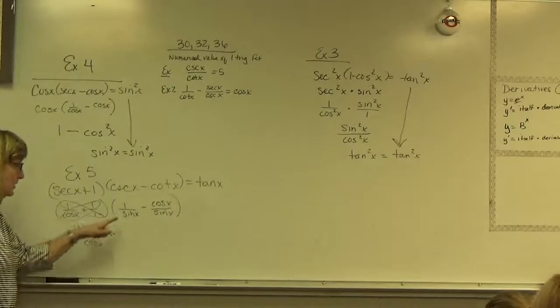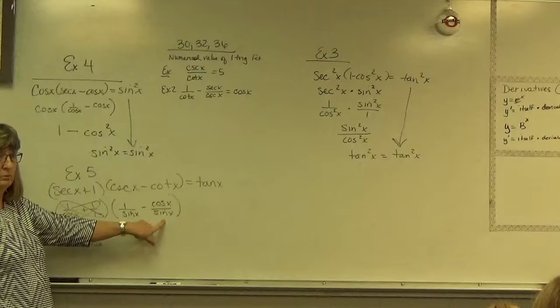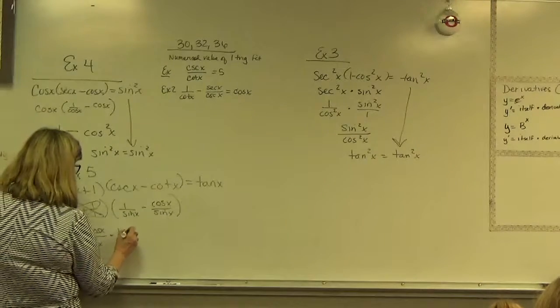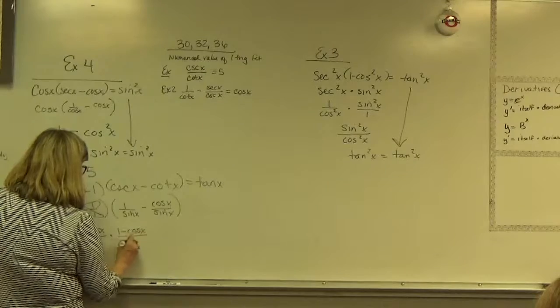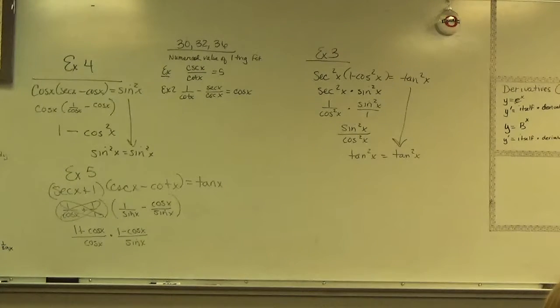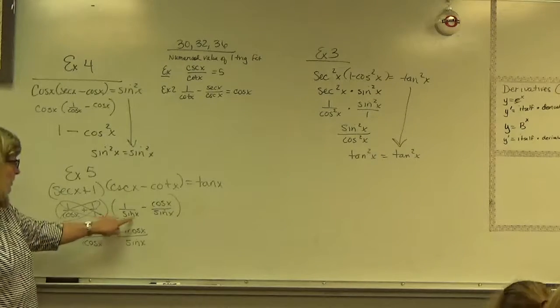Now, this one, did you guys notice they're already the same denominator? So we don't need to do the butterfly, all we have to do is put them over the same denominator, which would be 1 minus cosine over sine. So you have to find a common denominator? No, we don't need to find a common denominator, they're already the same.